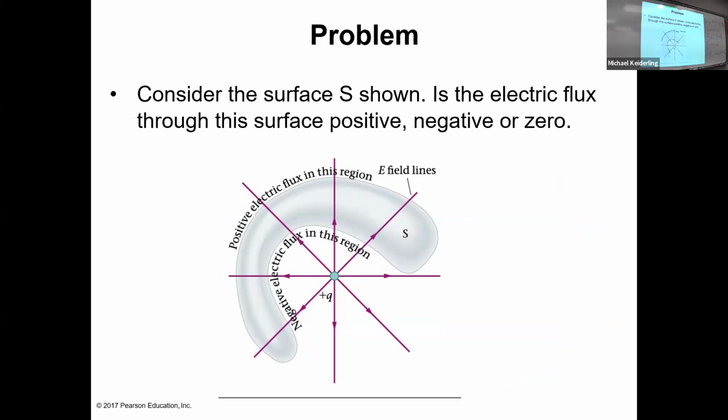Now here we have some funky surface, S. It's going to have positive electric flux on this side and negative electric flux on this side, because when electric field lines go in, you get negative flux. When they go out, you get positive flux. So what do you think the total electric flux of this weird region S here is, if this is the only charge?